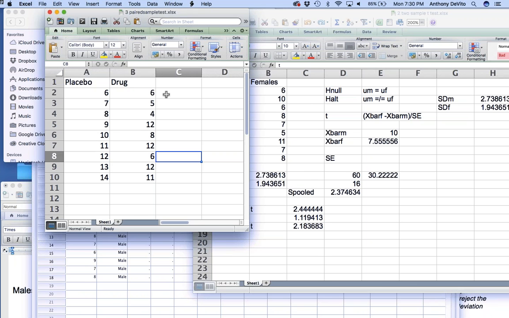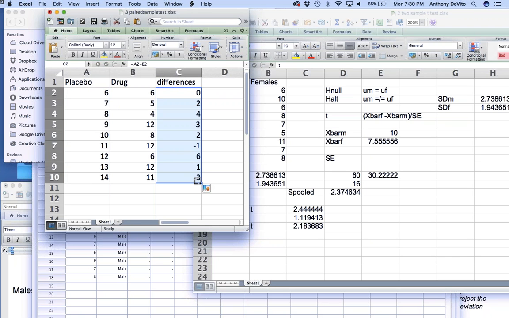So now really what we're looking at here is not the value for the placebo or the value for the drug, the average for the placebo or the average for the drug. We're really looking for the differences. So what are the differences? It's equal to this minus this, placebo minus drug. Okay, so now I'm going to copy this down. Okay, there's all the differences, right?